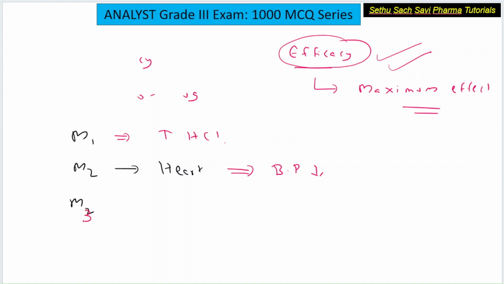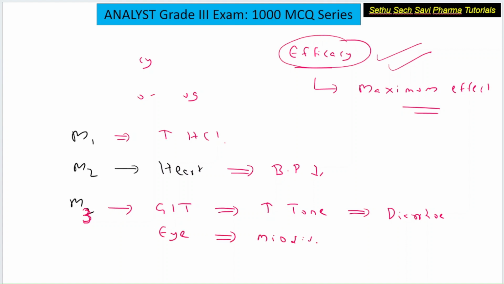Now, what about M3 receptor? It is present in the GIT. What will it do? It will increase the tone of the GIT. So what can happen? It can cause diarrhea. M3 receptors are also present in the eye. In the eye, what does it do? It constricts the pupil. That is called meiosis.